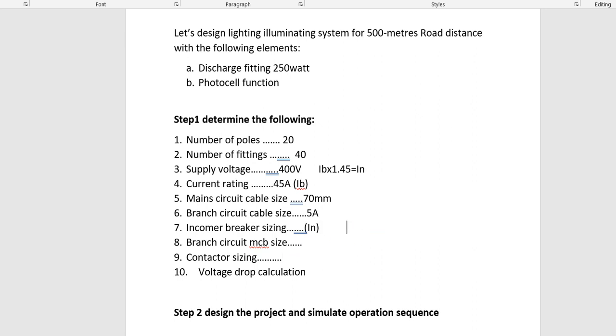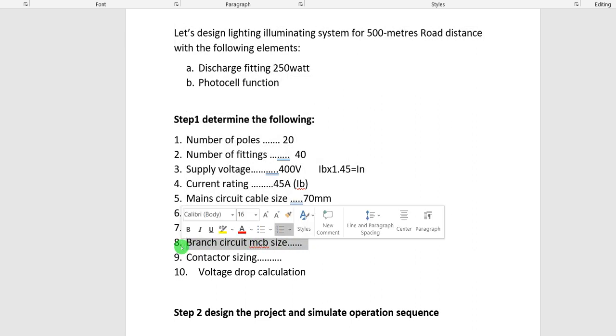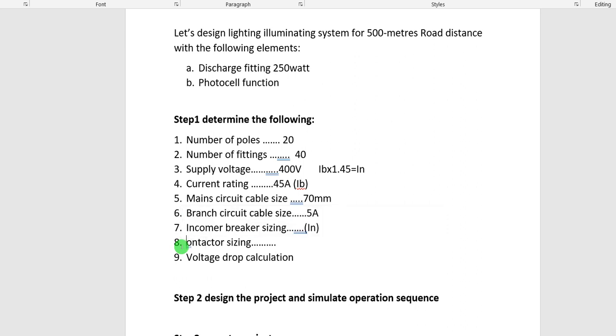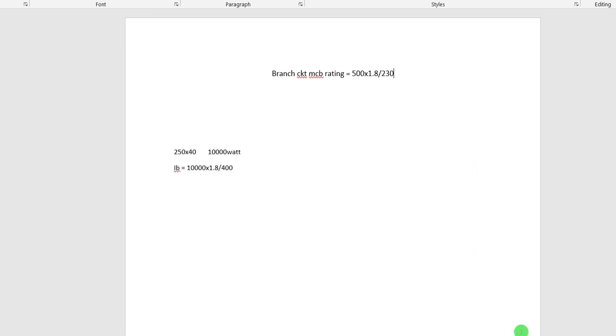Okay, so we have determined this to be branch circuit MCB 5 amps. Okay, take away this now. We have done this before. Take away this. Okay, then this one is contactor. So we have done this. Our incoming breaker, we decided to say, okay, let's finish it off. Sorry, we are yet to do that.